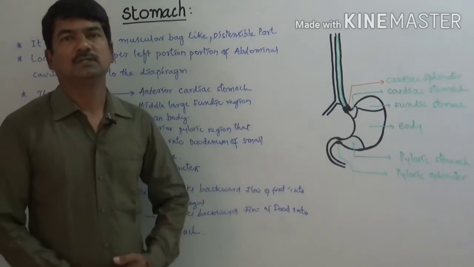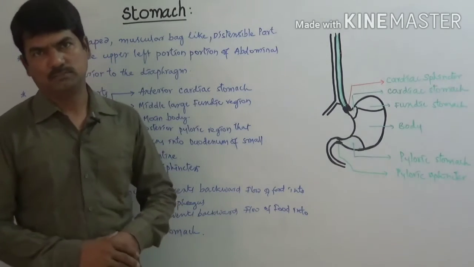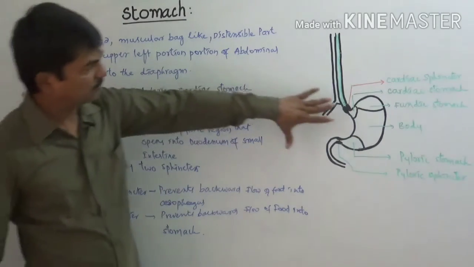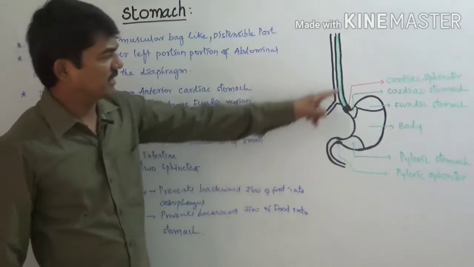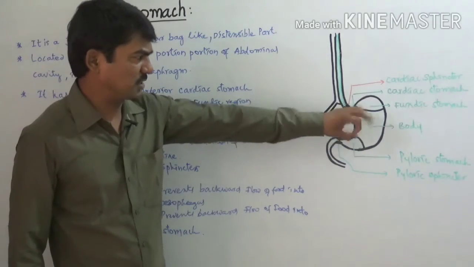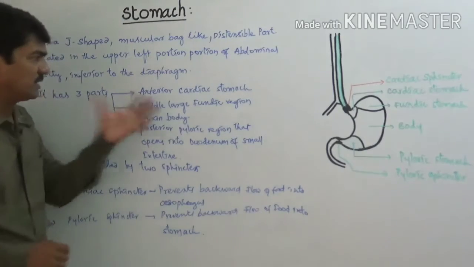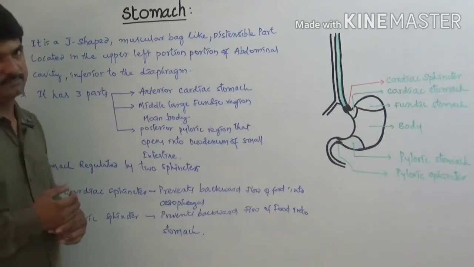Stomach. It is also one of the parts located on the alimentary canal. And here we can see the diagram of the stomach, and here we can identify the specific parts which are located in the stomach region. Let us see what the stomach is and what the function of the stomach is.